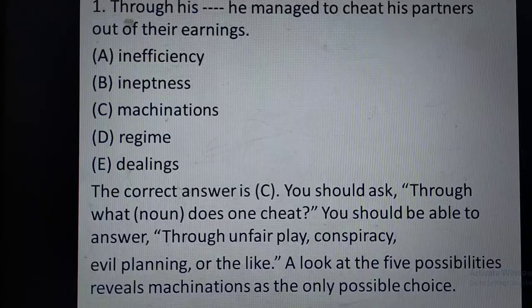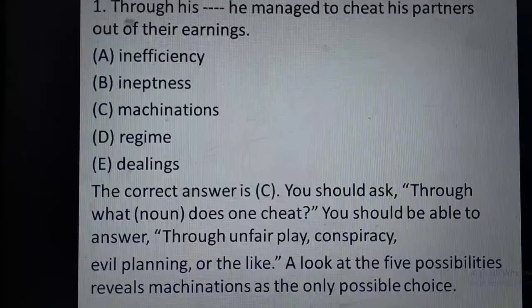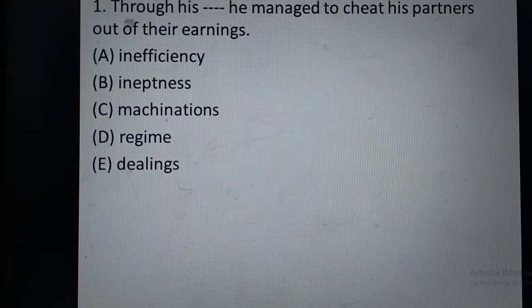Now look at here the next slide, sentence number 1. Through his dash he managed to cheat his partners out of their earnings. A, through his inefficiency, through his emptiness, and machinization. D, regime. E, dealings. Ab isme se kaun sa answer aisa hai jo hame ye lagta hai ki janab ki that is the correct one.